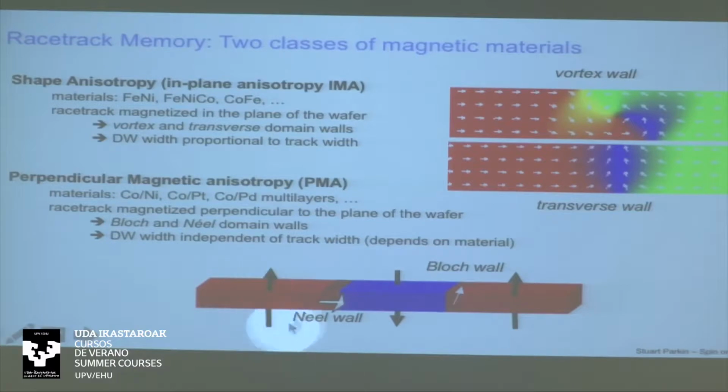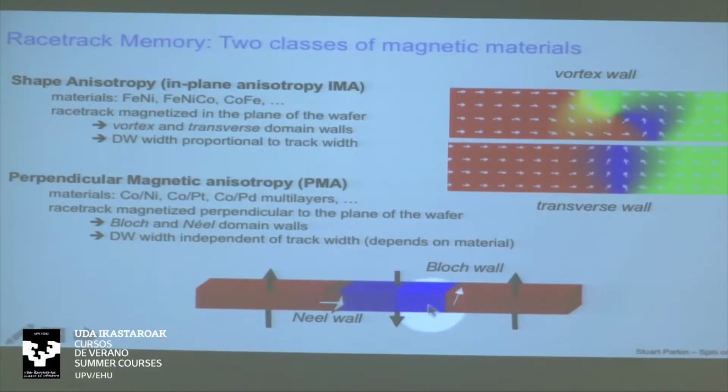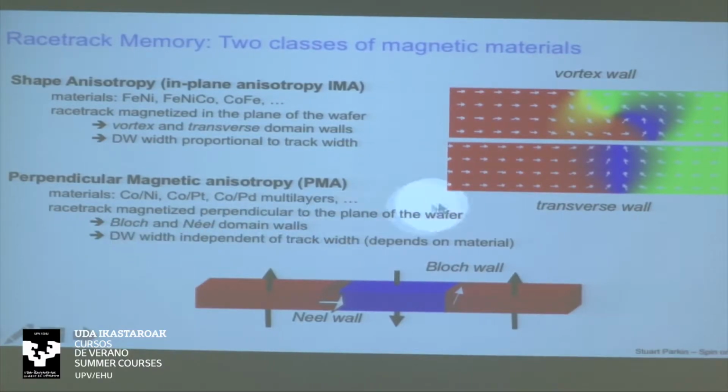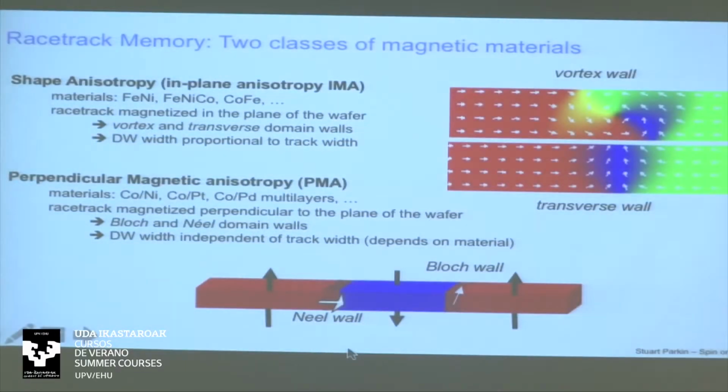You can see that in both these cases, just like the vortex walls or the transverse walls, they can have two flavors. They can be left-handed or right-handed. And it turns out we can stabilize one type of chiral wall using means that I will briefly discuss. In this case, the domain wall width is independent of the racetrack. It basically depends on the magnitude of the anisotropy, which will favor narrow walls, and the exchange, which will favor wider walls. So this is very simple.